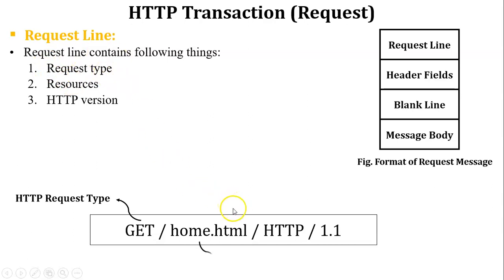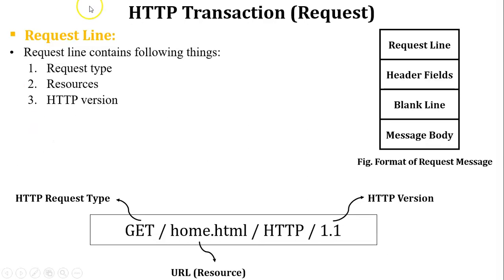The second one is the resource. Now it is home.html, so we can say it is the URL or resource. And the last component is the HTTP version. It is mentioned over here. So it is HTTP version 1.1. So we can say this is the example of an HTTP full request. So whenever you mention the HTTP version in the request line, it indicates the full request of HTTP.